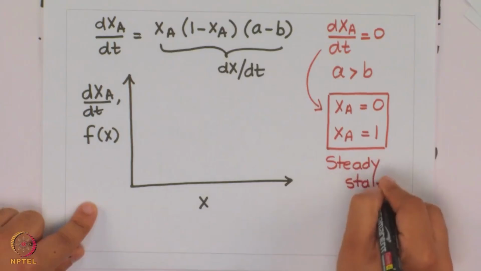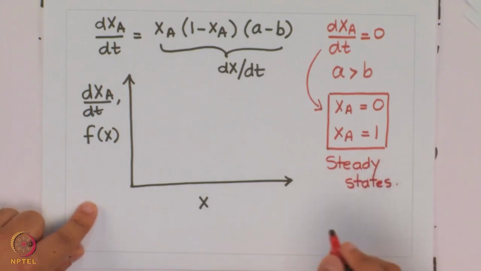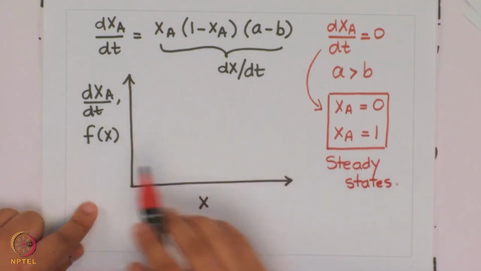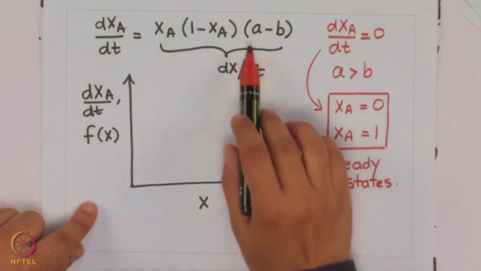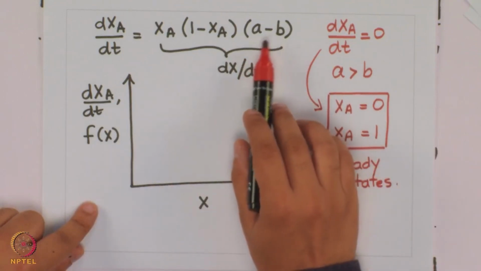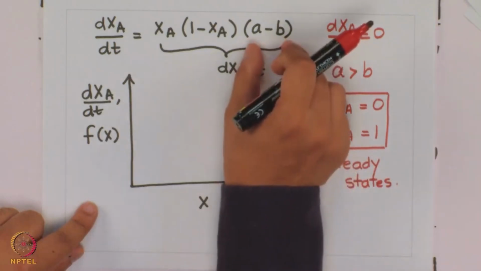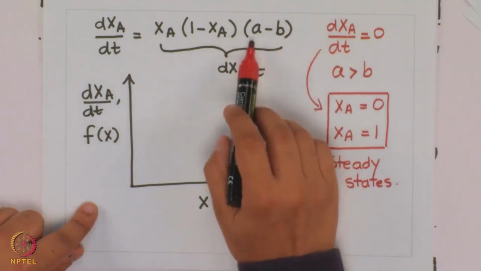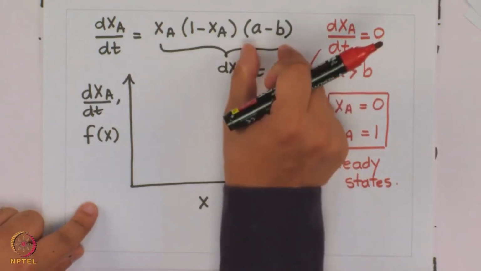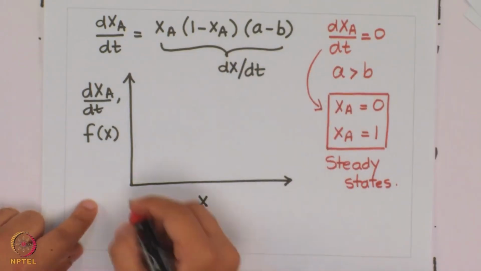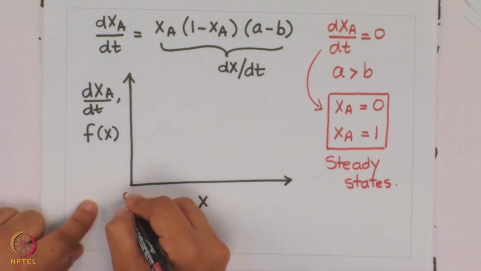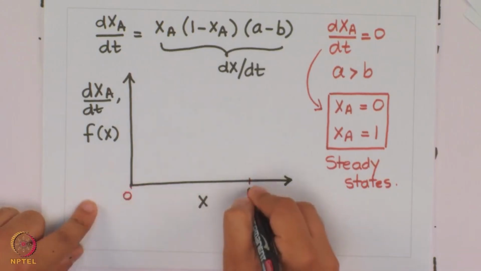Now, we discussed that the plots are going to look different when I am trying to plot fx, and that will depend on whether A is bigger than B or B is bigger than A. If A is bigger than B, that means this quantity here is a positive quantity. If B is bigger than A, that means this factor is a negative factor. So, my two steady states are 0 and 1.